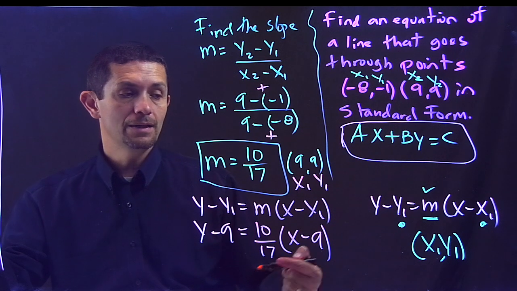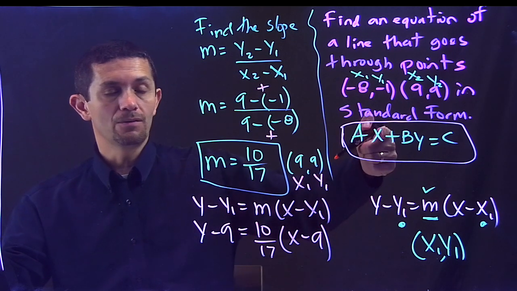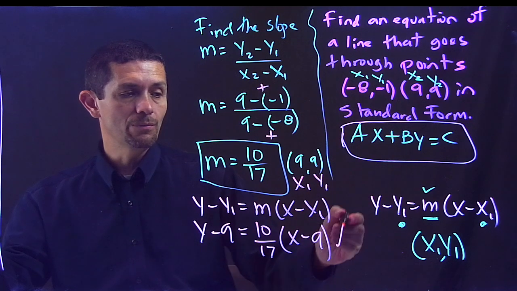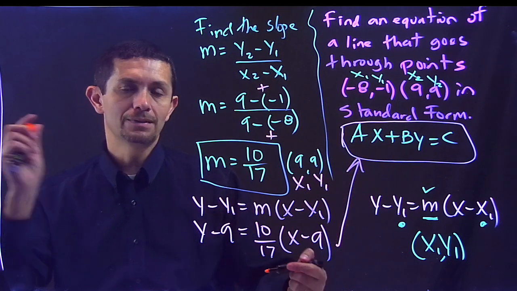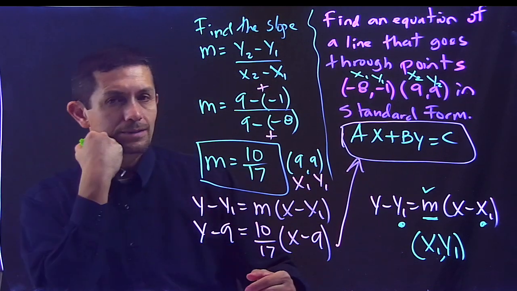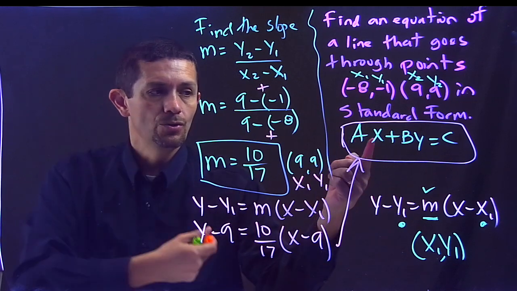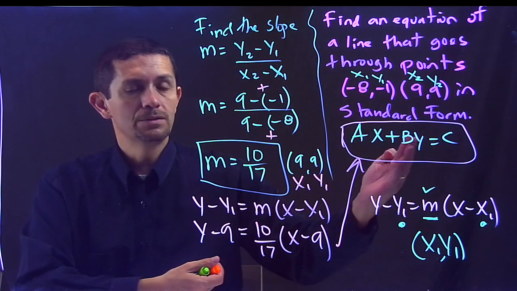I said this is your first step to get to standard form. So we need to get from here to standard form. Let's analyze what the standard form is. Standard form is basically having your x and your y on one side of the equal sign.